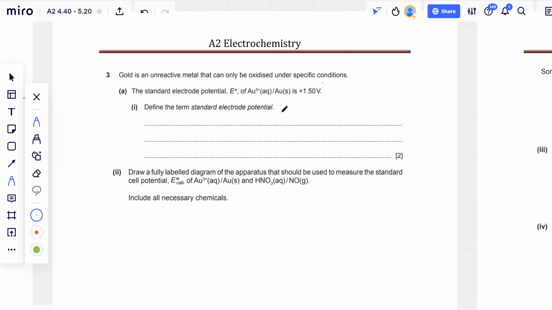Anyway, define the term standard electrode potential. So what's the standard electrode potential? It's the potential difference. I mean, you had an electrode and so it's the potential difference of a standard electrode compared to what? But the better way to write this should be it's a potential difference between a standard electrode and what? Who do you measure the potential differences with?